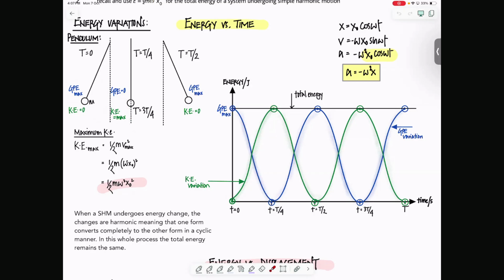And it just keeps doing it, back and forth, back and forth. So GP to K to GP, GP to K to GP, right? At any given point, if you add the two energies, you will get this line here, which represents the total energy. So the total energy of the system remains constant.